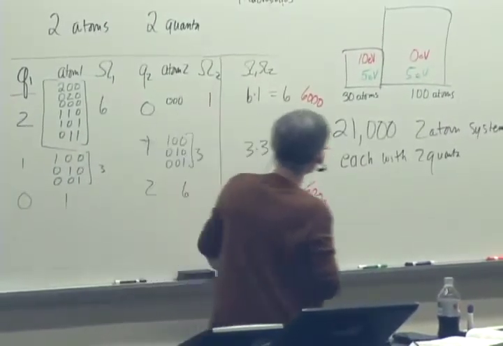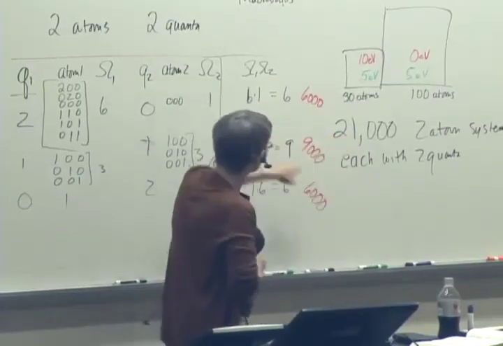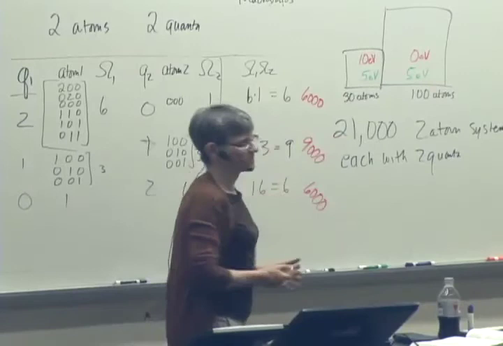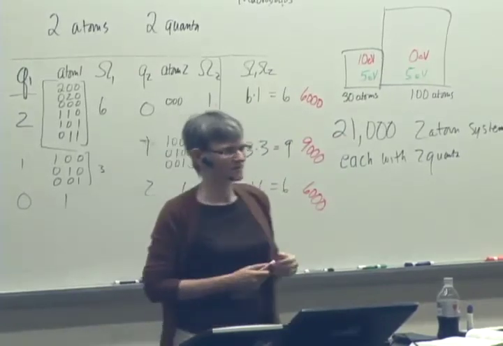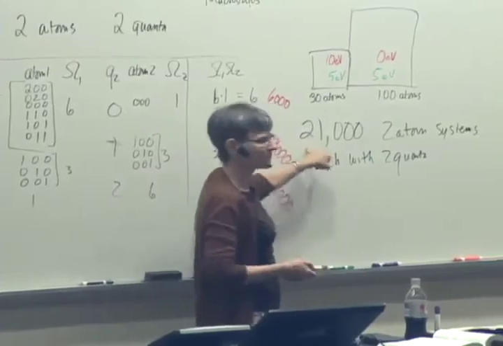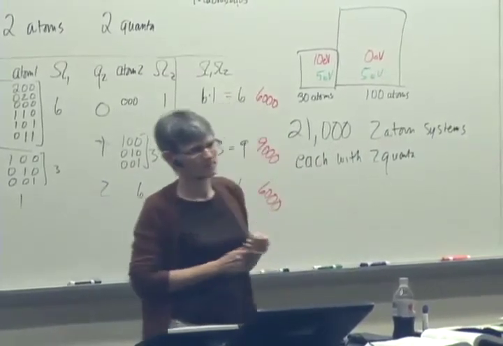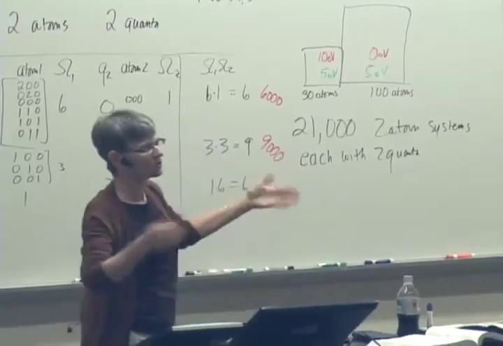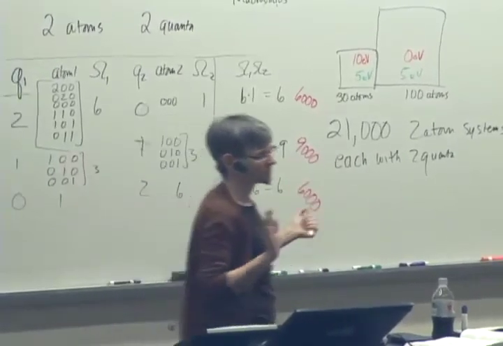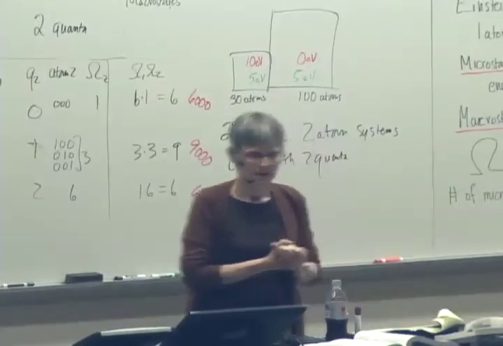Well, I decided to set up 21,000 systems. And since 6 plus 9 plus 6 seems to add up to 21, then I figured that 6,000 of them would be, all right? So, I mean, we could do it on a percentage basis, too. It's the same thing.